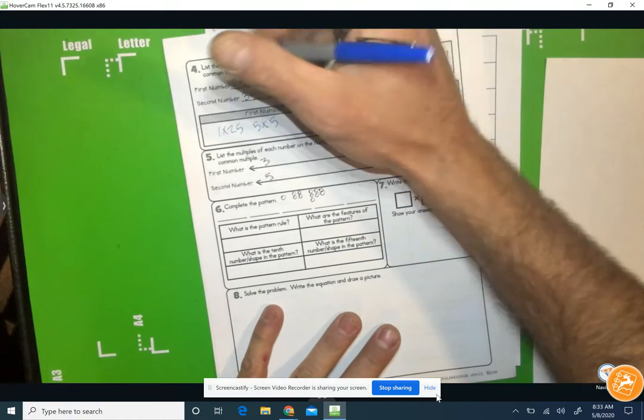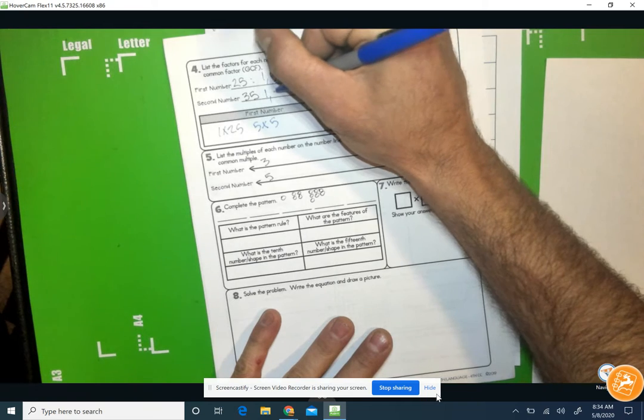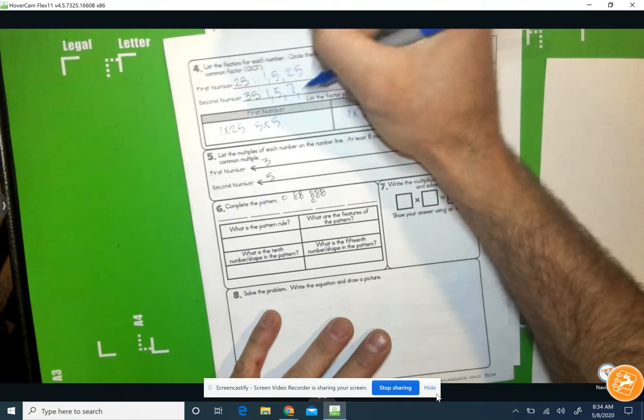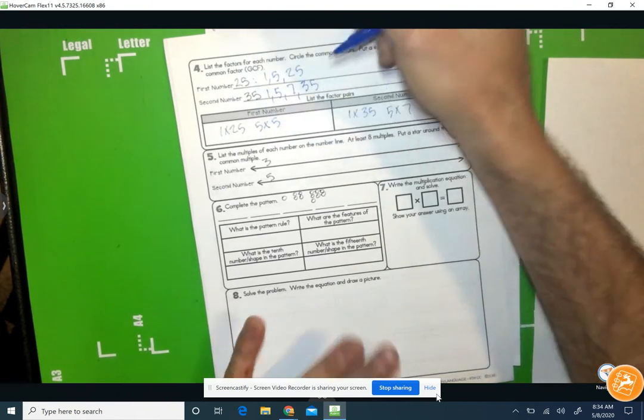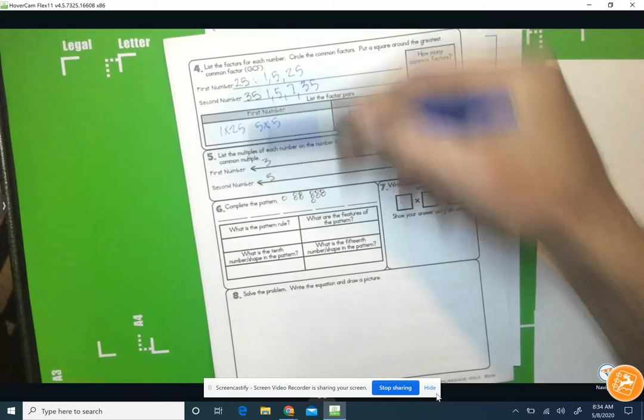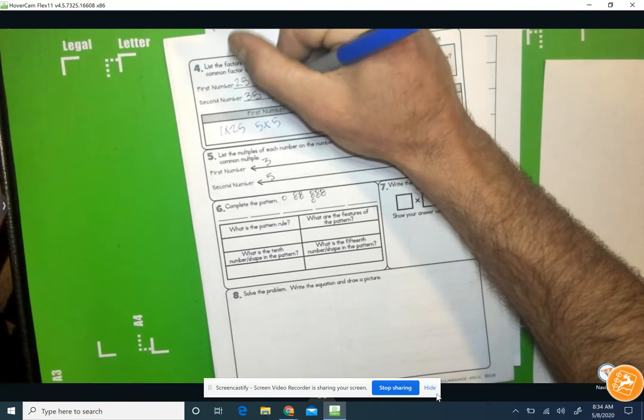Okay. So in listing out the factors, we have 1, 5, 7, and 35. Both of these are odd numbers, so I know 2 is not a factor of either of them. Greatest common factor. Well, let's see. What do we have in common? We have a 1 and we have a 5.